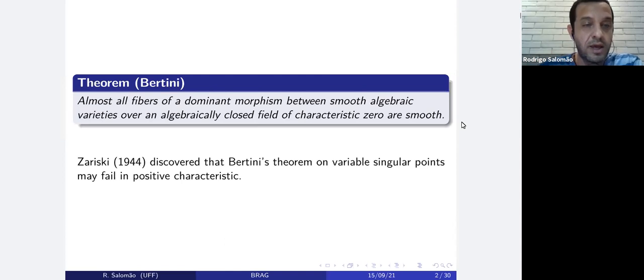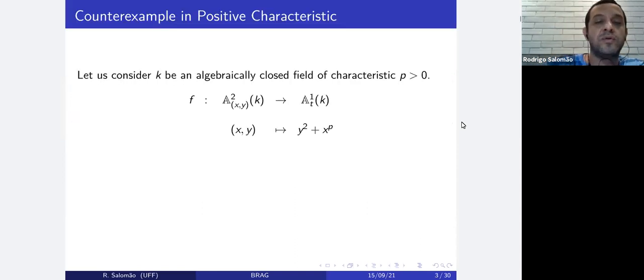And Zariski discovered that this theorem is no longer true when we pass from fields of characteristic zero to fields of positive characteristic. And I'm going to give a standard example of a fibration by singular curves.